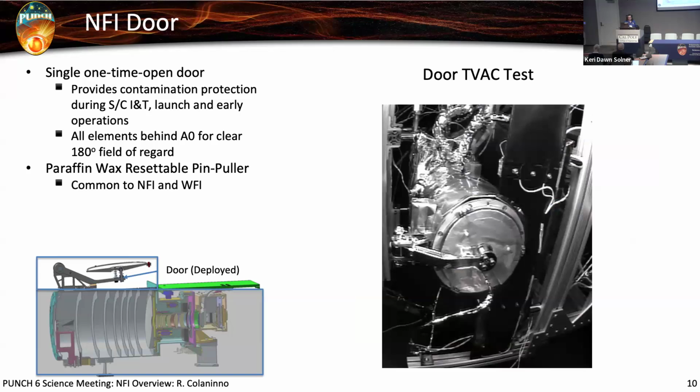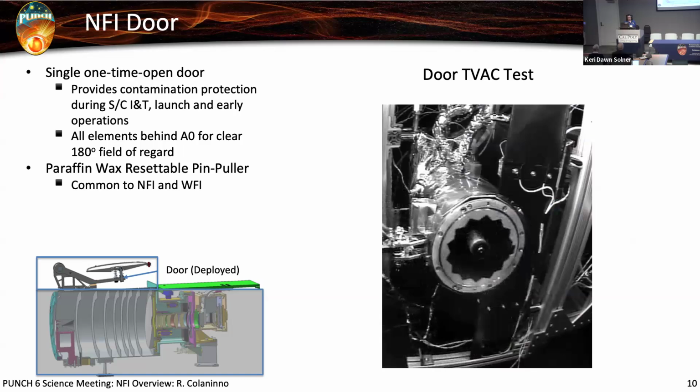So then we have the NIFI door, which is a single one-time open door. And this is providing contamination protection during all of the spacecraft INT and launch and early operations. And that was the door opening in our TVAC at the instrument level. And then you can see it flops all the way to the back so that we have a clear 180-degree field of view out of the front, so we don't get any glints off of any door mechanisms.